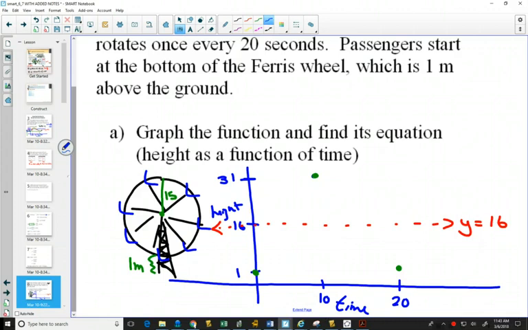Now, 20 seconds represents the period, so one of the things that we've always done when we've graphed sinusoidal graphs is we've divided our period into 4 sections. So we've already cut it in half. Cutting it in half again will give us 5 and 15, and that's when you would be halfway up. So we've taken our situation, we've taken the information given to us, and we're able to draw this graph.